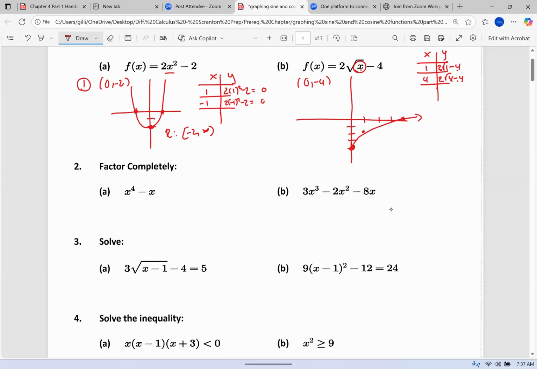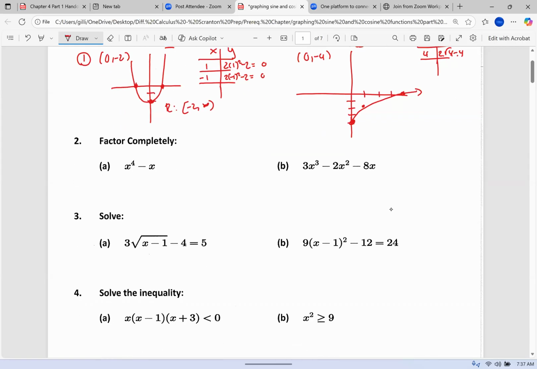All right, in number 2, let's factor completely. So we're going to take out an x, and what's left is x cubed minus 1. But guys, this is a difference of 2 cubes. So it's x minus 1, square the first, multiply these but change the sign, and square that last.